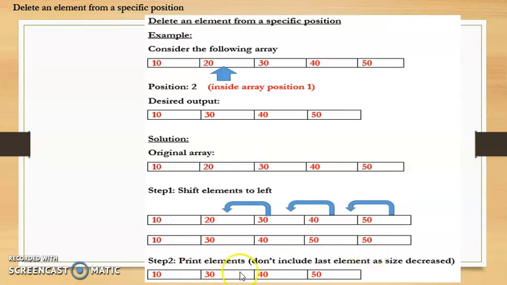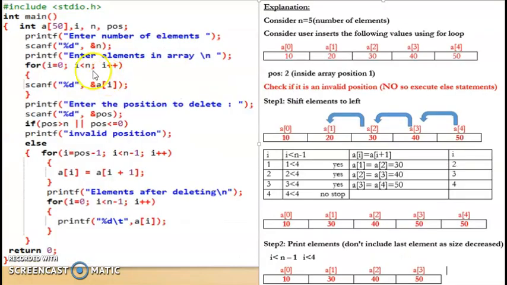As a result, while printing, we will just print the first 4 elements. So while printing, we won't print the last element, we will just print this first 4 elements, that is 10, 30, 40 and 50. So we will get the output as 10, 30, 40 and 50. That is the desired output, that is 20 is deleted. So basically the steps to delete an element from an array is, first you shift the elements to the left till the given position, and then next you print the elements without including the last element, and the array size will decrease. So let us see the code.